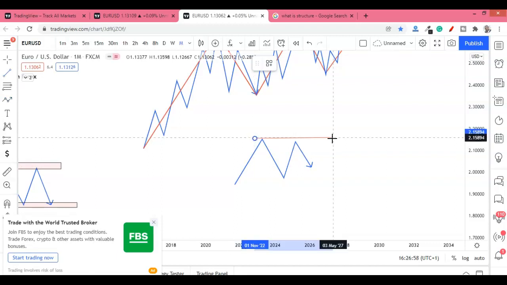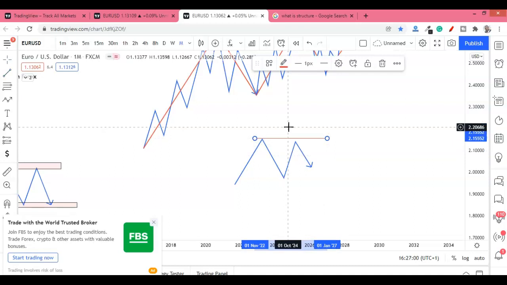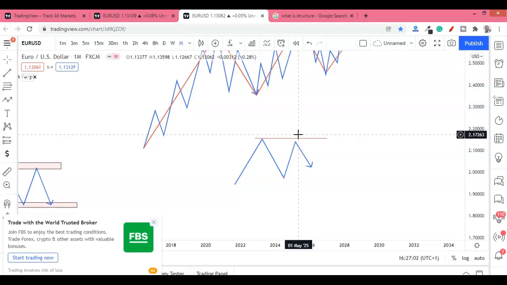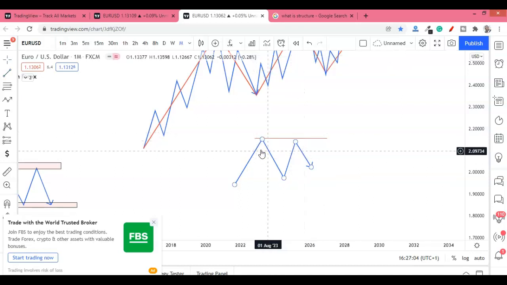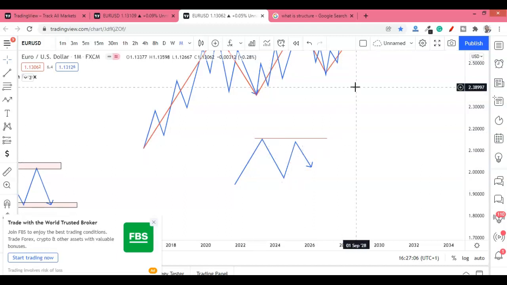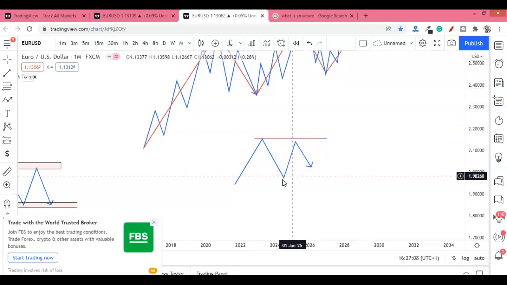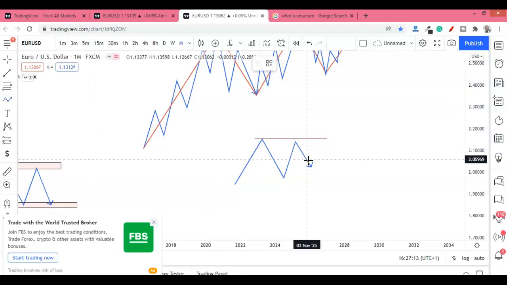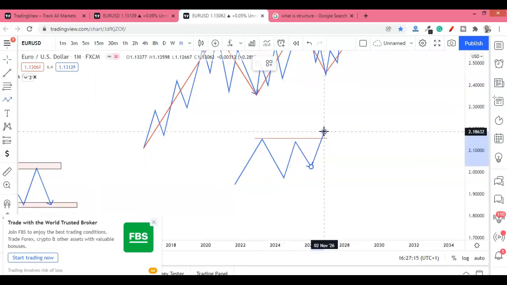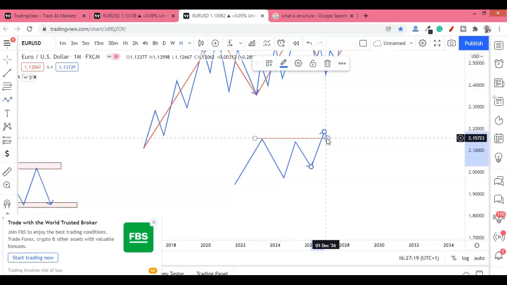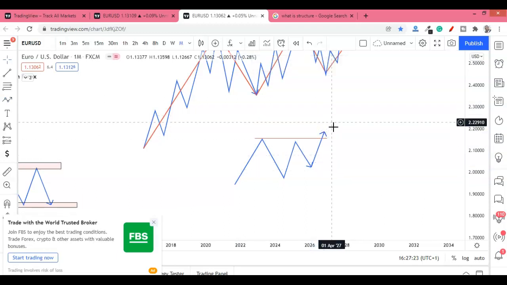Price has not moved above this, so I do not consider this a bullish trend. I will have to wait for price to move above this line here, the previous higher high, and not just with the wick, but a close.